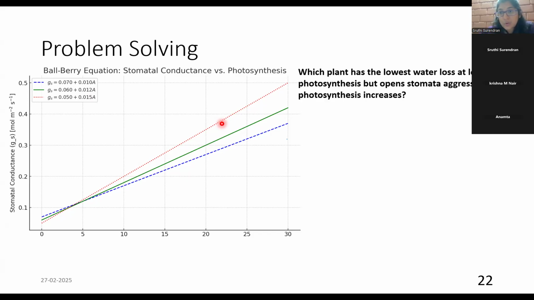Now, which plant has the lowest water loss at low photosynthesis but opens the stomata aggressively as photosynthesis increases? Okay, let's look at the answer.